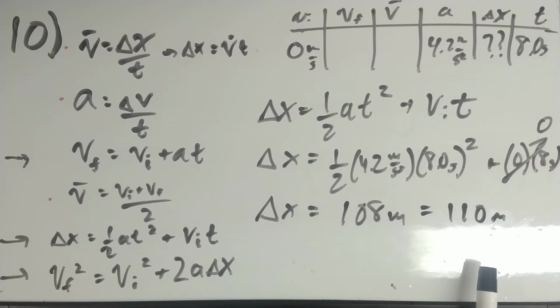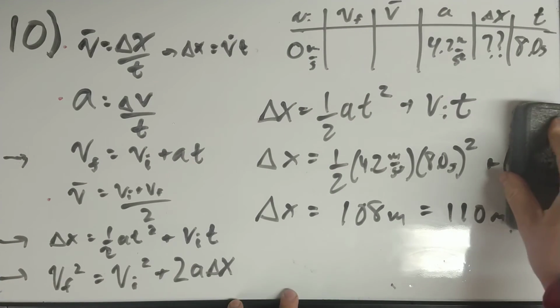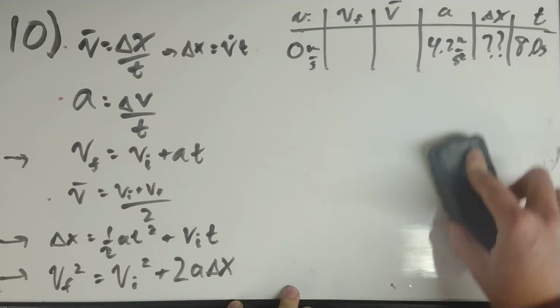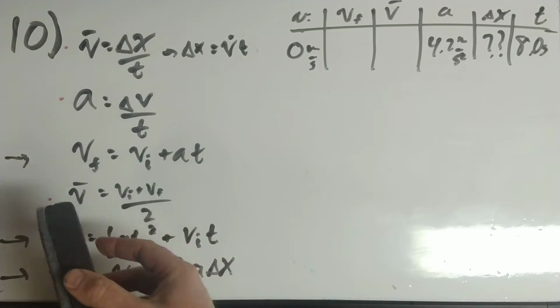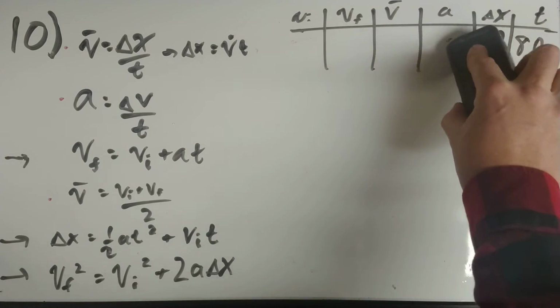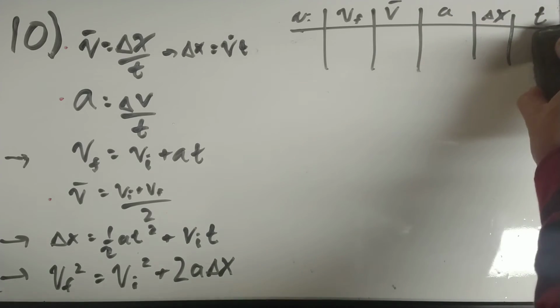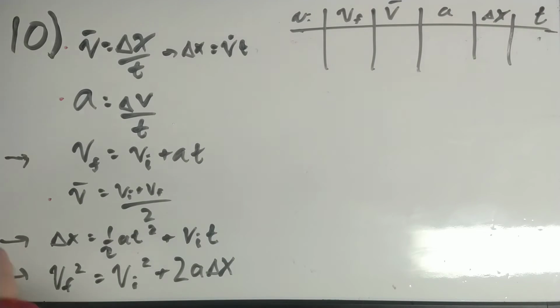So this process is kind of repetitive. You have to be able to picture the physical situation in your head and then translate that situation to this table. So hopefully I'm going to do one more showing you the v squared equation, and we'll go from there.